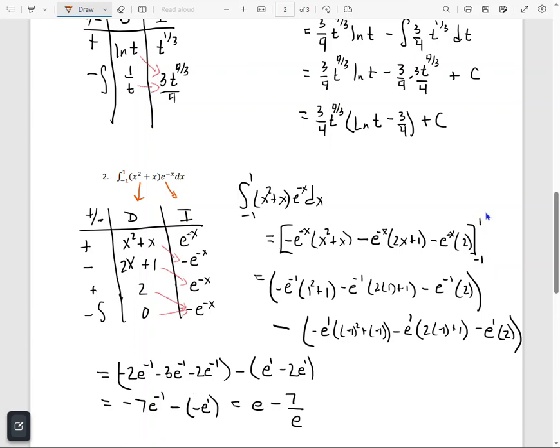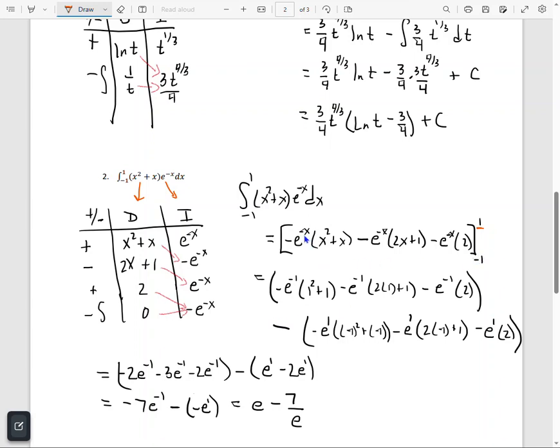So the first thing I'm going to do is put positive 1 in. And when I put positive 1 in where I have a negative x, it looks like a negative 1. So I'll have negative e to the negative 1 times 1 squared plus 1 minus e to the negative 1 times 2 times 1 plus 1 minus e to the negative 1 times 2. All right. Close those parentheses. Now subtract what we get when we substitute negative 1.